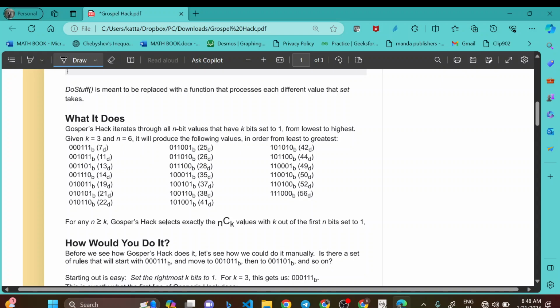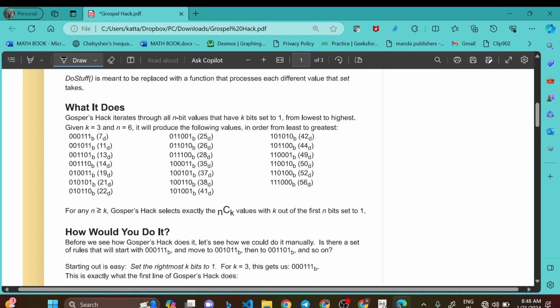Let us minimize our work, but the algorithm remains the same, right? So n equal to 6 and k equal to 3. So what are all the possible combinations? 6C3. What is 6C3? 6 into 5 into 4 divided by 3 into 2 into 1. So that is actually equal to 20, isn't it?